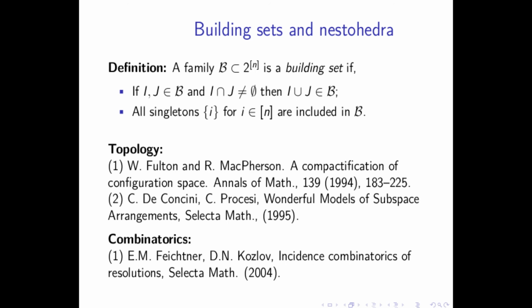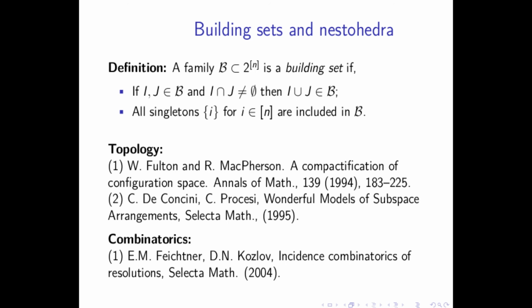Actually, this all started probably with the paper of William Fulton and Robert MacPherson, where they studied compactification of classical configuration spaces of ordered points on complex manifolds. And then it was continued by Corrado De Concini and Claudio Procesi, who studied wonderful models of subspace arrangements. So you compactify complements of subspace arrangements. You define interesting, important, combinatorially rich compactifications.